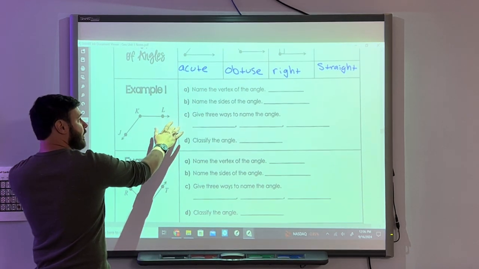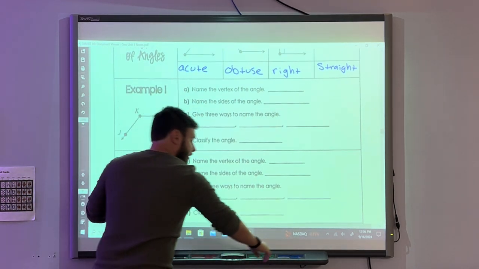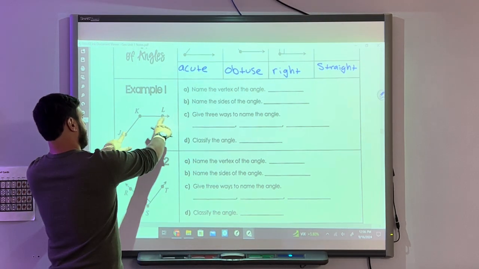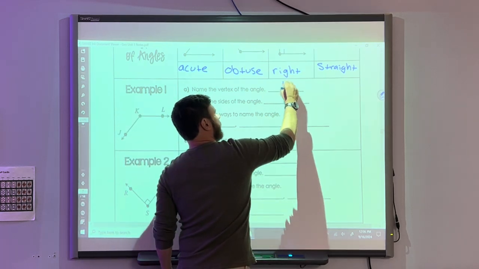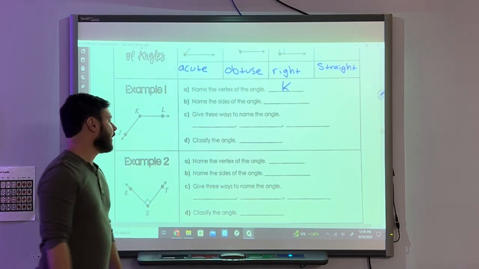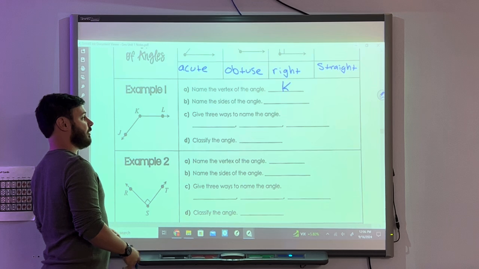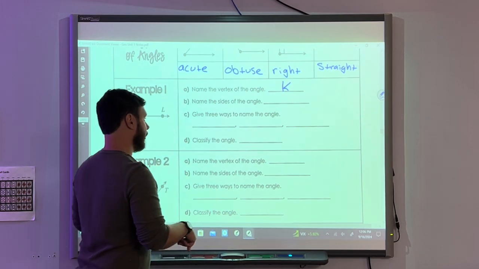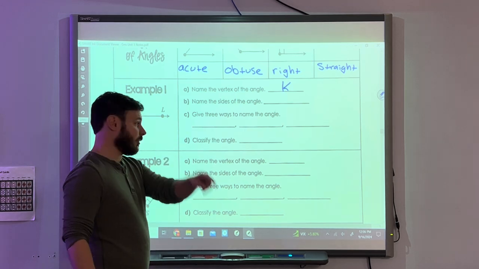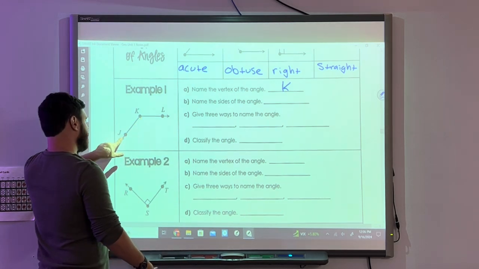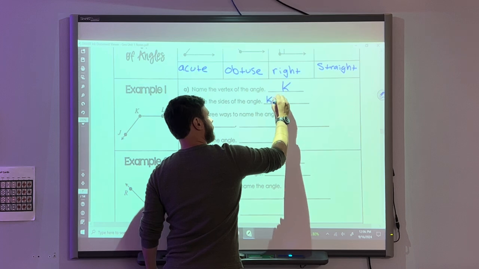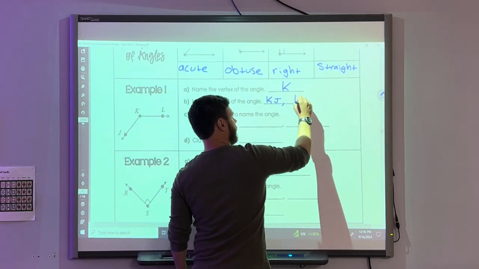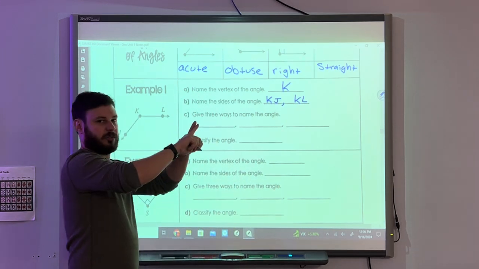So with an example here, example 1, name the vertex. Where is the middle of that angle? Where do the rays touch? Well, point K. So we can just write K. The sides, all right, the sides. We always name them going from the vertex outward. So when I name a side, I need 2 letters. KJ is one of them, and KL is the other. It's important that we go from vertex out.